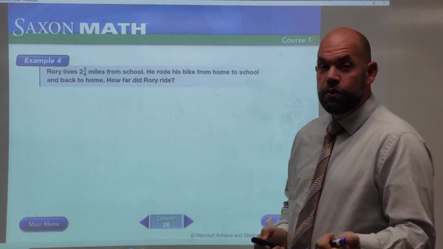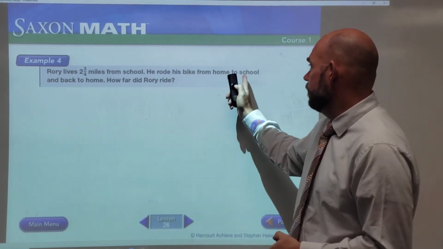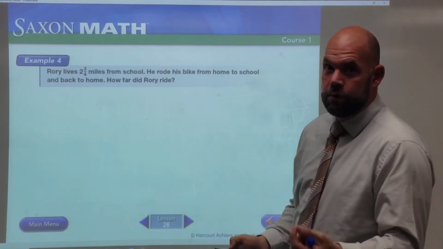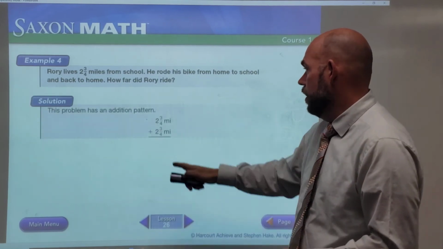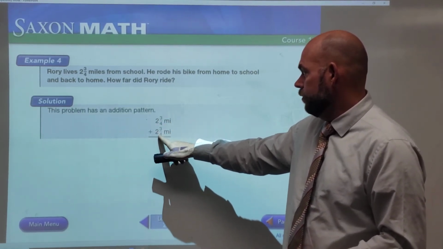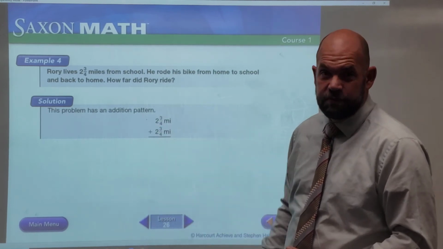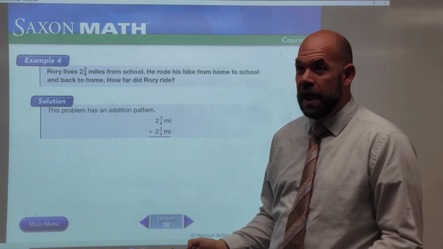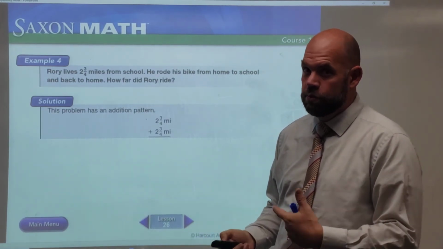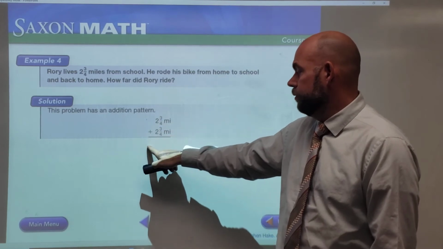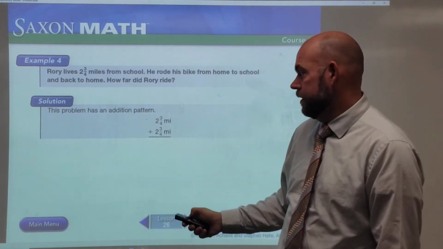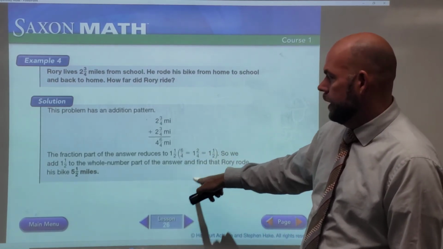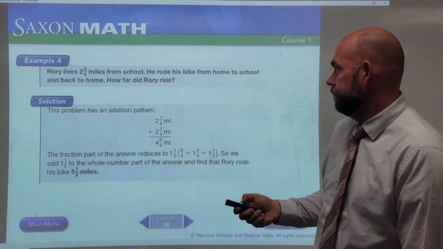Rory lives 2 3/4 miles from the school. He rode his bike from home to school and back home, so he did it 2 times. How far did he ride? So we're going to look at 2 3/4 plus 2 3/4. Line those up, do the fraction part first. 3/4 plus 3/4, 3 plus 3 is 6, so it would be 6/4. Keep that denominator the same. 6/4 actually reduces to 1 1/2. So then when we have 2 plus 2 is 4, and add that 1 1/2, that would take us to 5 1/2. So we get a total of 5 1/2.